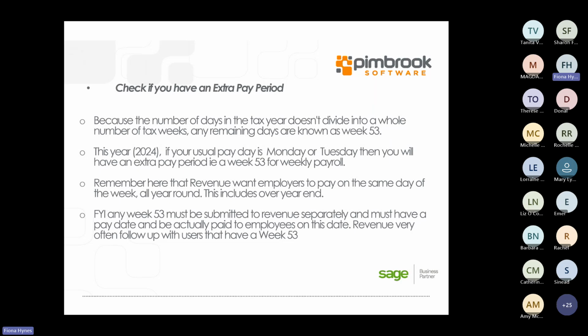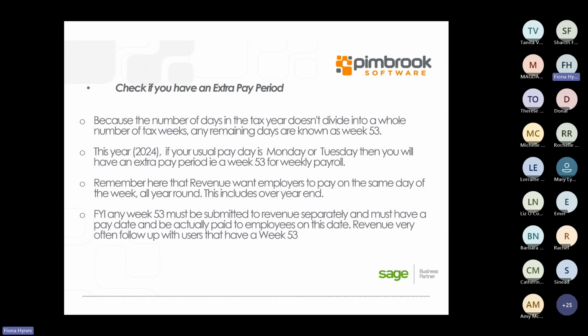Now we'll have a look to see if you have an extra pay date. An extra pay date happens because the number of days in the tax year doesn't divide into a whole number of tax weeks, and any remaining days are known as week 53. I'll start by saying that this year in 2024, if your usual pay day is a Monday or Tuesday, then you will have an extra pay period. That's a week 53 for a weekly payroll or a period 27 in a fortnightly payroll.